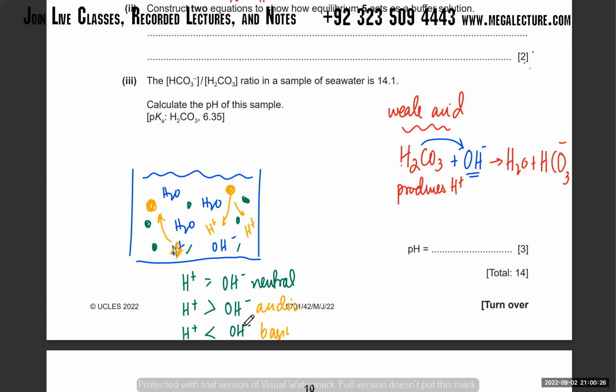Yes, sir. So the logic is that every natural system is naturally a buffer solution, trying to resist changes in pH, right? If I try to add more OH- ions into a buffer solution, it will have a weak acid. The moment I add OH- ions, the weak acid will start producing H+ ions and neutralize the OH- ions. Is that idea clear?